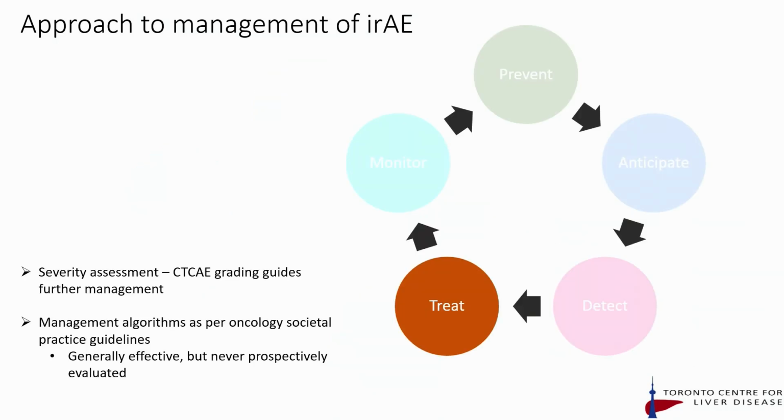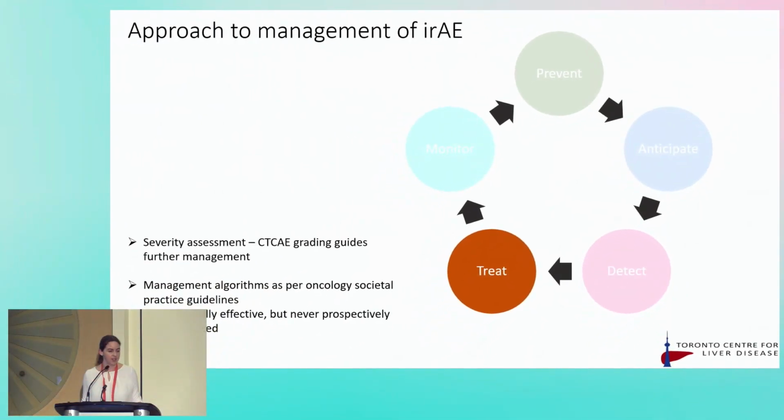If the patient does have checkpoint inhibitor hepatotoxicity, or all other reasonable causes have been excluded, the severity of the toxicity is assessed using the Common Terminology Criteria for Adverse Events, which are derived from oncology clinical trials. This really reflects the fact that all the management guidance is derived from oncology clinical trials, some anecdotal experience, and some retrospective series. There are some very detailed management algorithms laid out in the oncology societal practice guidelines. They're very helpful, especially if you're dealing with things that you don't normally deal with. And they're effective, but they have never been prospectively evaluated for any of these toxicities.